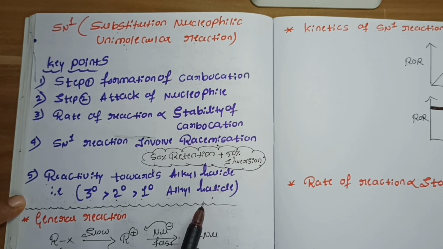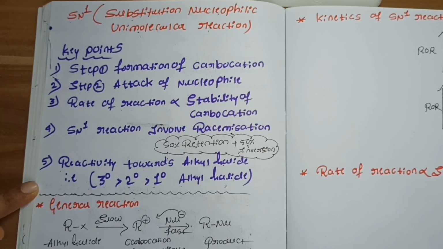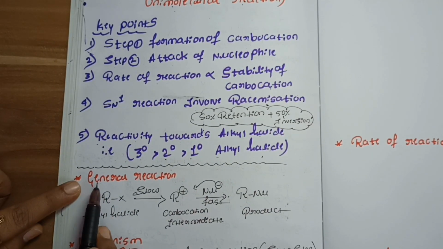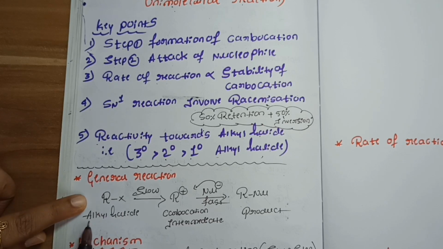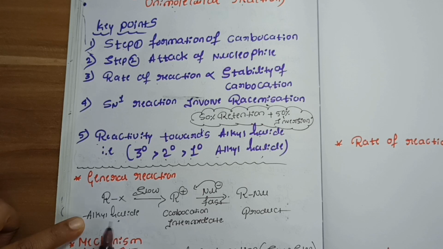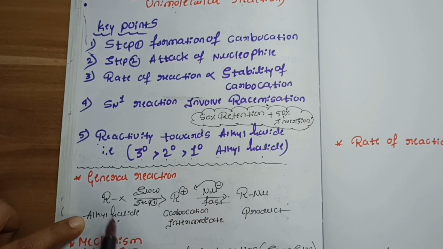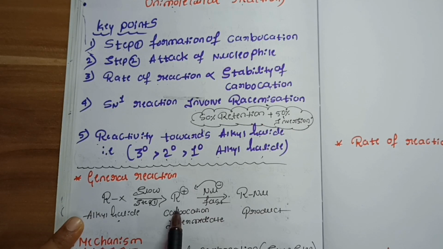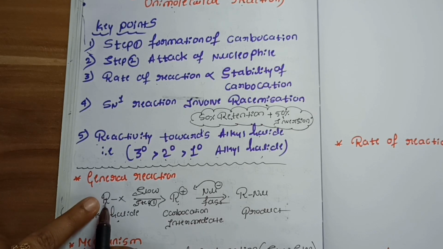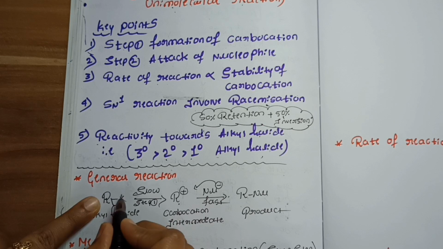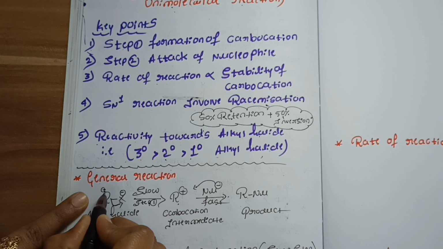Now, all these things I will explain through the mechanism. Here, first we will study the general reaction. In the general reaction, the first reactant we have to take is an alkyl halide. In the first step, formation of carbocation takes place. See here, between the alkyl group and the halide there is one bond. Now this bond breaks like this. Now the halide will get a negative charge and this R will get a positive charge.